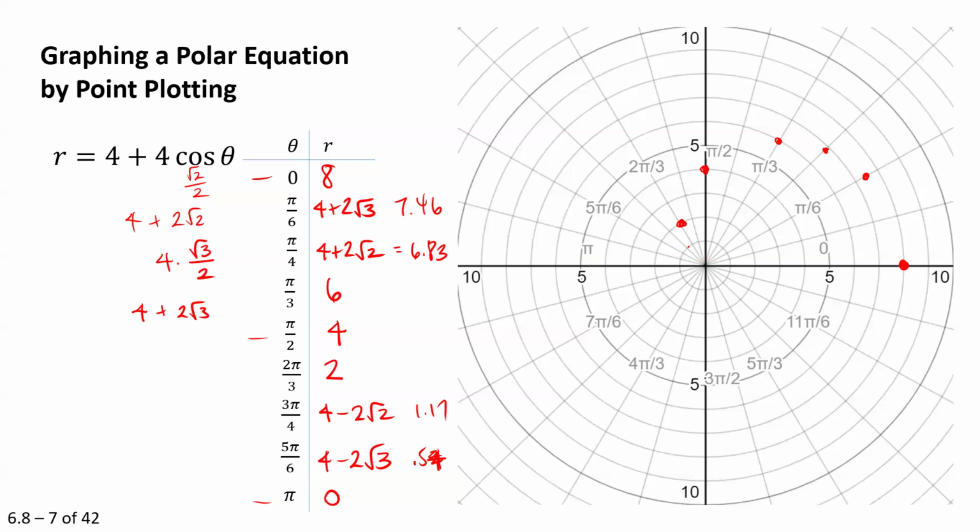At 3 pi over 4, 1.17. At 5 pi over 6, 0.54. And at pi, we hit 0. So it's the upper half. Hopefully your drawing ability is better than mine. This is the upper half of a cardioid. And if we allow theta to keep going here, we get the bottom portion of this as well.